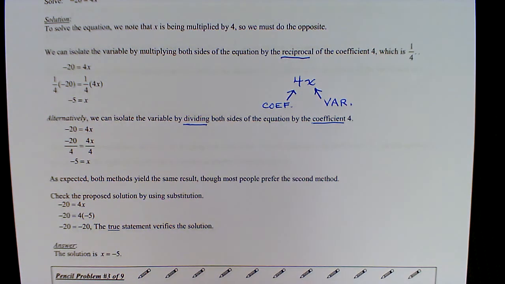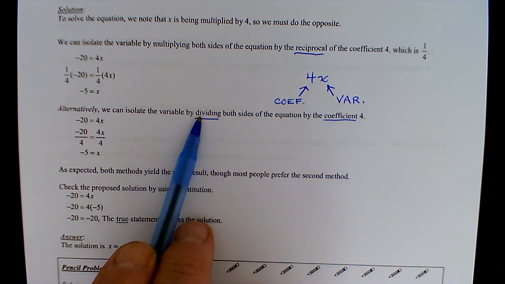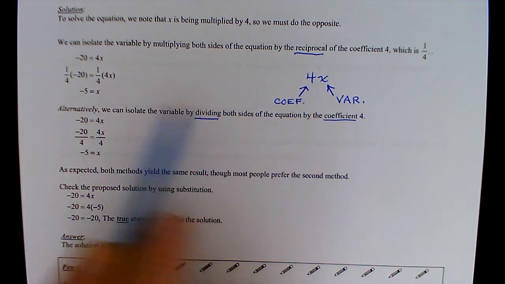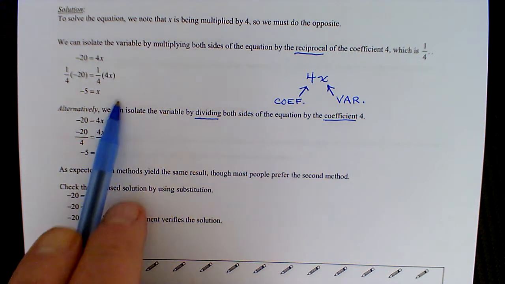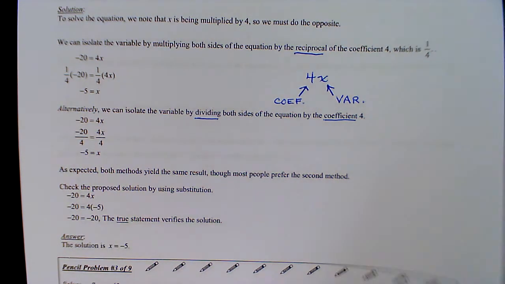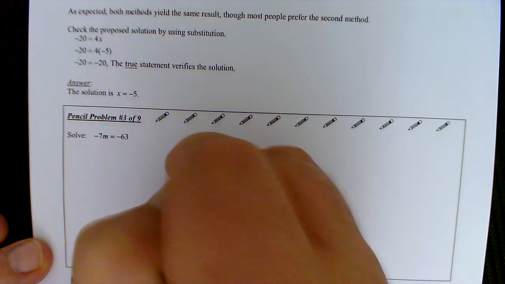And if the coefficient of the algebraic term containing the variable is an integer, then it's easiest to proceed with this alternative technique by just dividing both sides. So you could read through the reciprocal case, and obviously we've already seen the division case. So getting down to the pencil problem, I'm going to recopy again.